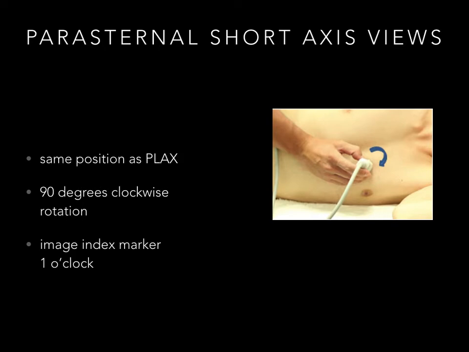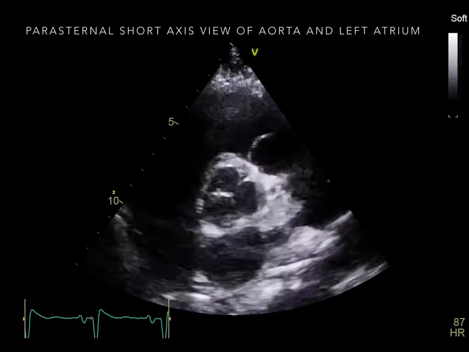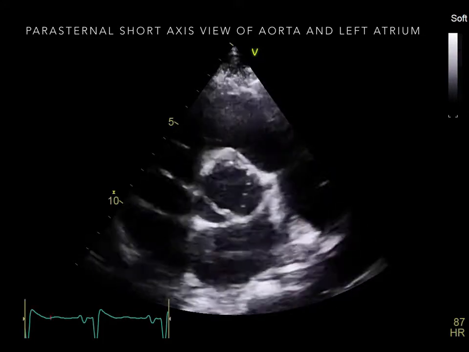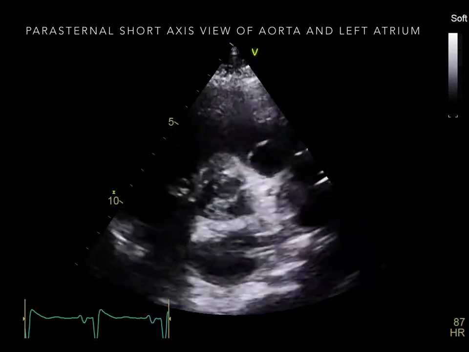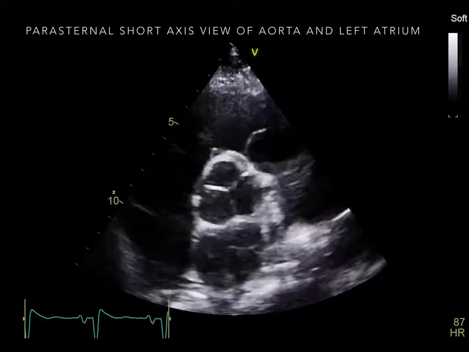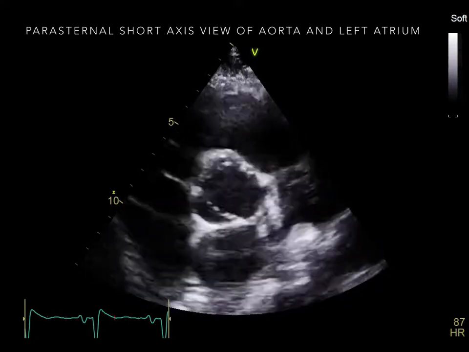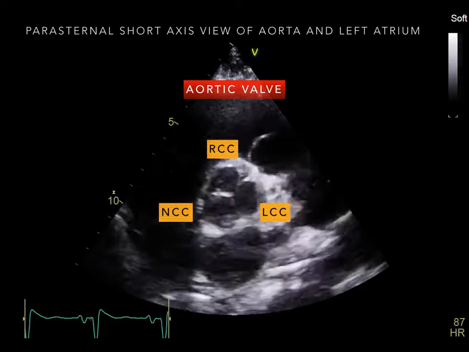Moving on to the parasternal short axis views, the transducer stays in the same position that is used for the parasternal acoustic window. However, we're rotating the probe 90 degrees clockwise into the 1 o'clock position. The first image that we obtain from the parasternal short axis views is at the level of the aorta and the left atrium. The aorta appears as a circular structure in the center of the image.